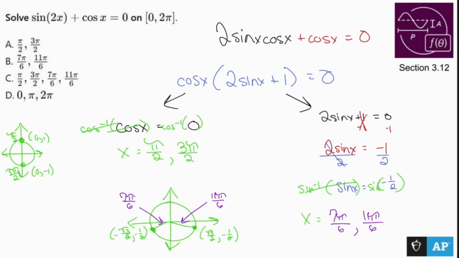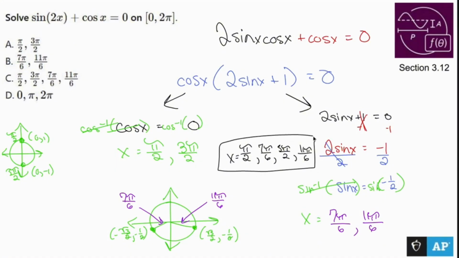So writing out our 4 solutions in order, we have x equals pi over 2, 7 pi over 6, 3 pi over 2, 11 pi over 6. Well, my answers are not written in order, but you know what? That's all right. We did it.